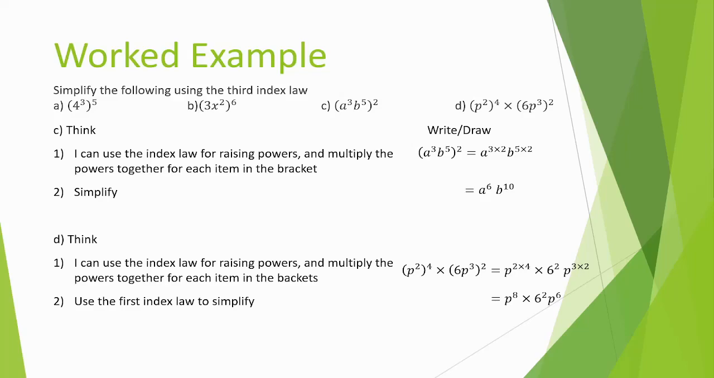And I can use my first index laws to merge those together. Now remember the first index laws, if the bases are the same and we're multiplying, we just add the indices. So we get 8 plus 6, which equals 14. So we get 6 to the power of 2 and p to the power of 14.